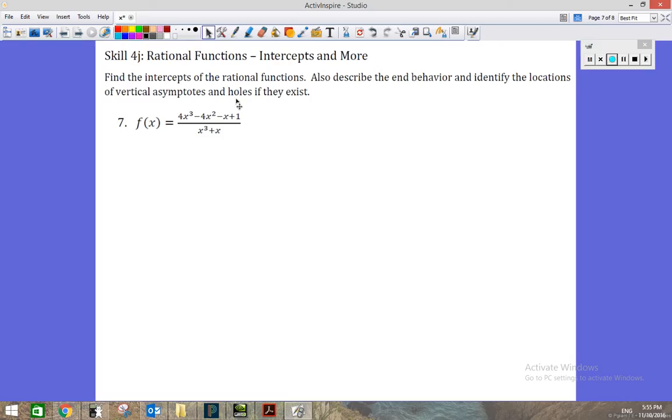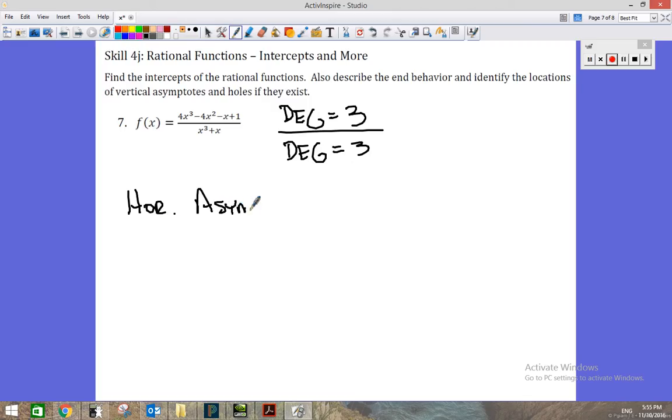Alright, so the end behavior, let's compare the degree of the numerator against the degree of the denominator. The x cubed here, the degree of the numerator is 3. X cubed there, the degree of the denominator is 3. So the end behavior is a horizontal asymptote. Whenever you have equal degrees, it's going to be y equals a ratio of the leading coefficients, 4 divided by 1. Well, 4 divided by 1 is just 4.